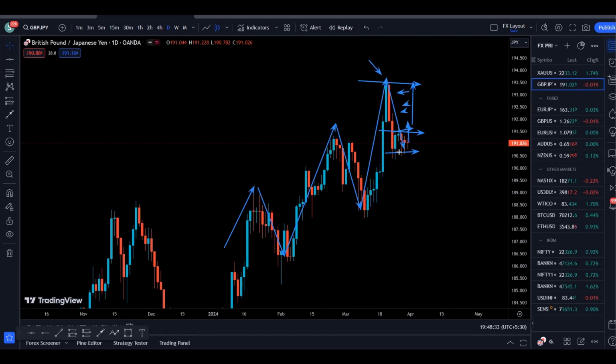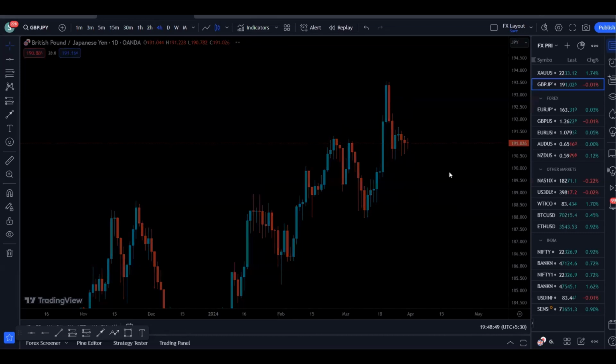Also, we have clean range on the left hand side below this support. So if we get a candle close below this support, there is a very high probability for the price to come down to the next support, which is right here. So that is something I see on the daily time frame. Now let's go to the 4-hour time frame, which is right here.